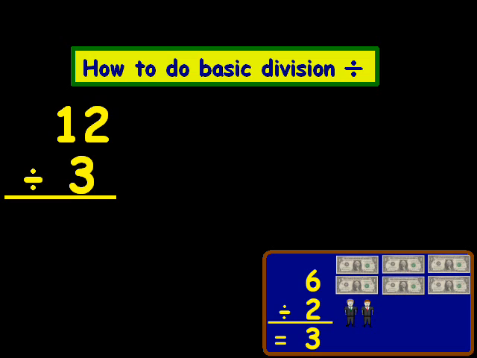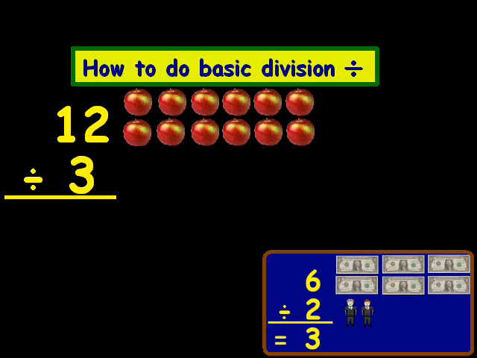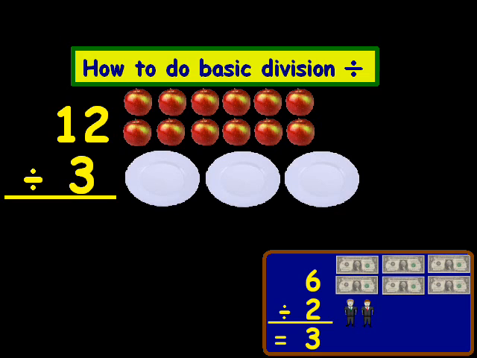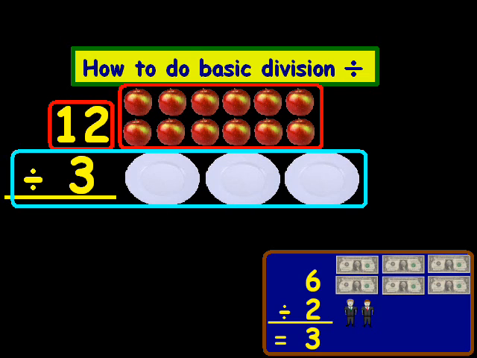Now let's take a look at another example here. We have the number 12 divided by 3. For our units, we're going to use apples. So we've got 12 apples here, and we're going to divide it 3 ways, and we'll just think of it as 3 plates. So we want to know how many times this 12 gets divided by this number 3 right here.